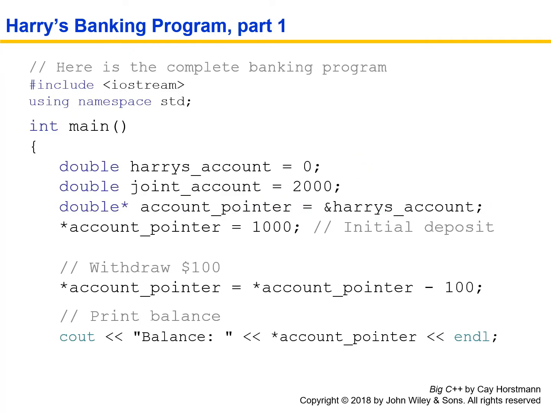Okay, so here is Harry's complete banking program. You see, we start by creating Harry's account and a joint account. We create a double star, a pointer to double, account pointer, and we point it at the memory location of Harry's account, the address of Harry's account. Then we say star account pointer equals 1000. That's putting an initial deposit into Harry's account. Star account pointer equals star account pointer minus 100. We're taking $100 out of Harry's account, and then we print the balance, cout star account pointer.